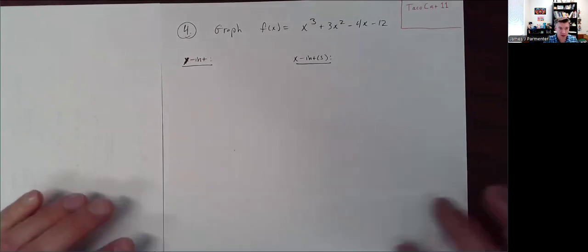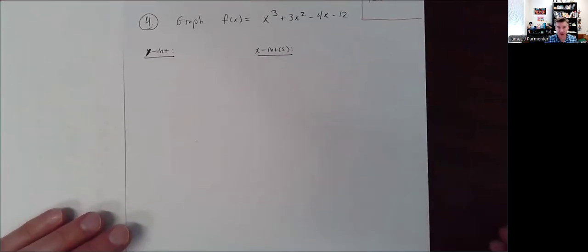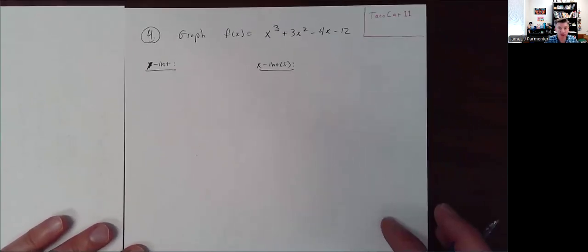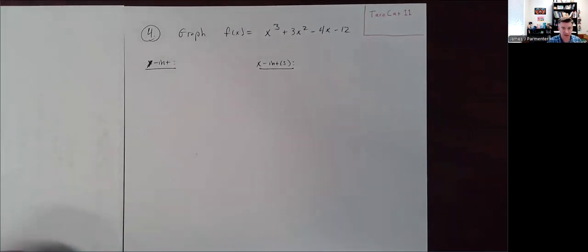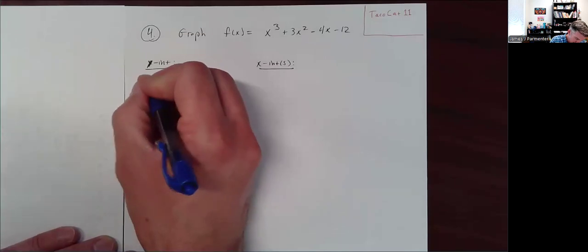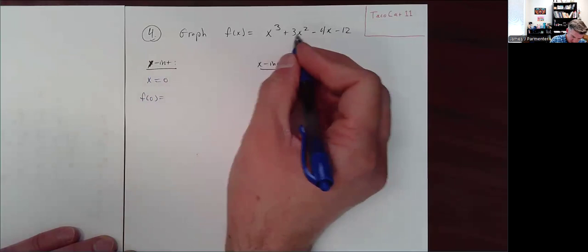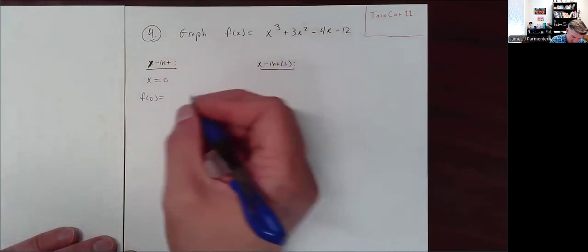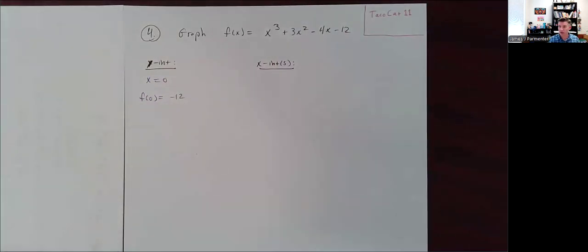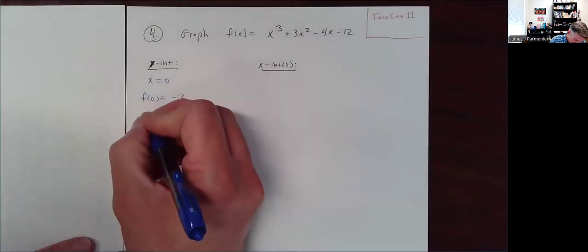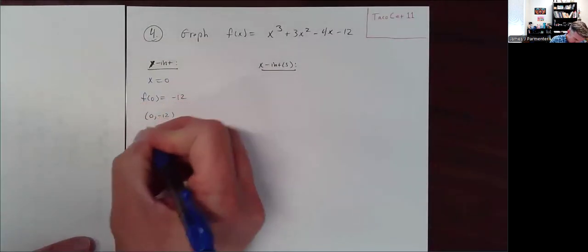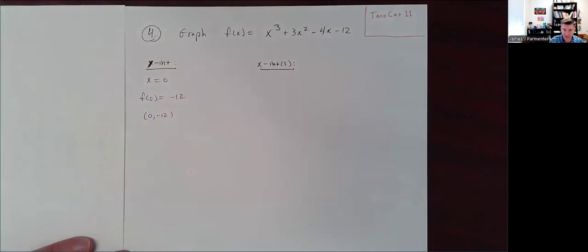So, looking at this next one, graph f of x. Oh, sorry, I'll keep that on screen. Graph f of x equal to x cubed plus 3x squared minus 4x minus 12. So y-intercept still as good as ever. We're going to set x equal to 0, and we get f of 0 equal to 0 plus 0 minus 12. So that's going to be negative 12, a different y value finally. So our y-intercept would be 0, comma, negative 12, right? The x-coordinate is 0, the y-coordinate is negative 12.